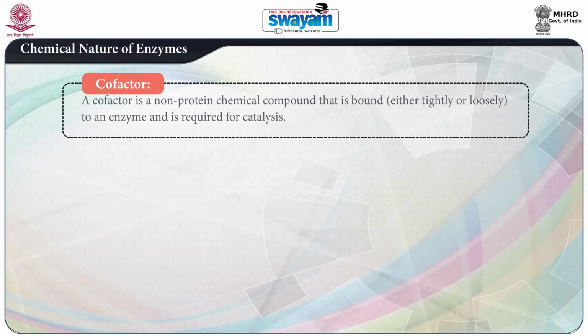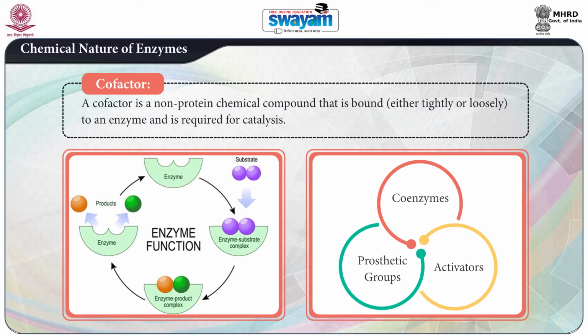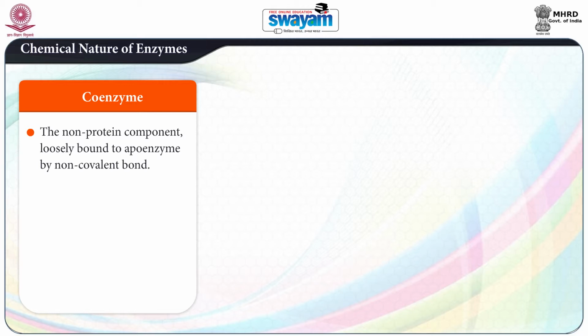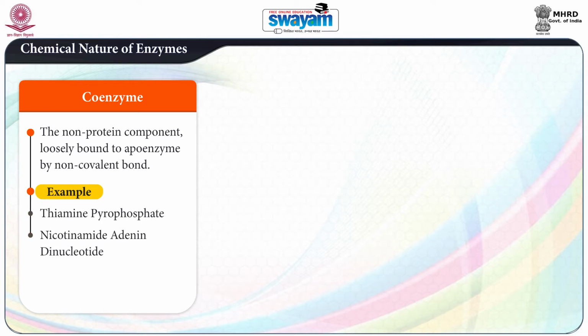The cofactor is non-protein chemical compound which is either tightly or loosely bound to an enzyme, and it is essential for the catalysis. There are 3 types of cofactors. One is coenzyme, second is prosthetic group, and third is activators. Coenzyme is a non-protein component. It is loosely bound to the apoenzyme by a non-covalent bond, and it can move around and it can again attach to the protein molecule. For example, thiamine pyrophosphate, nicotinamide adenine dinucleotide.